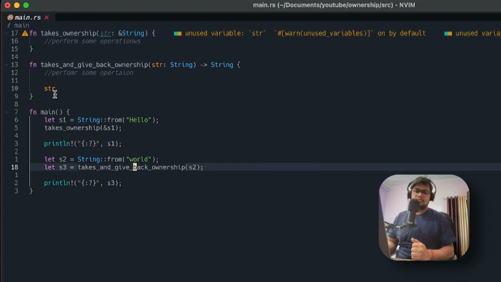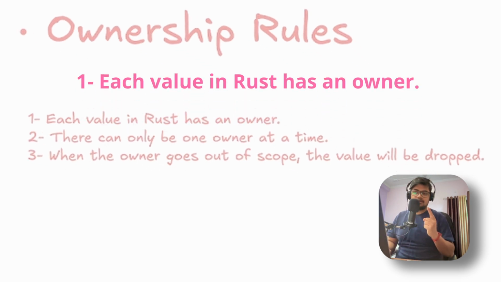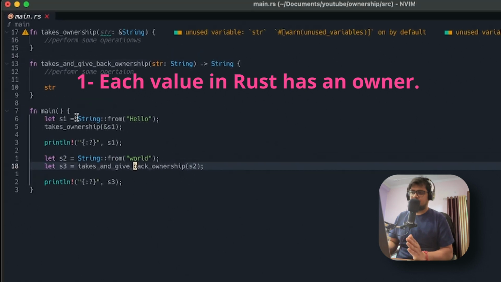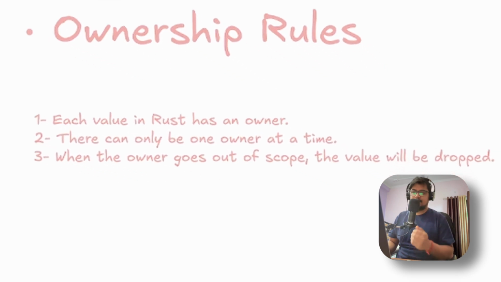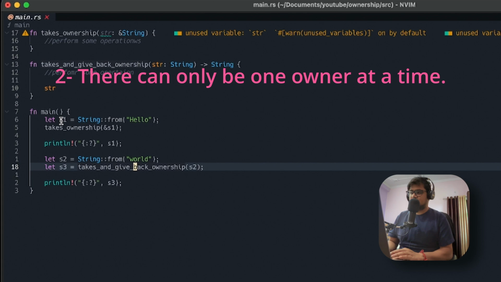Now let's head back to the three ownership rules that we defined earlier. The first rule is each value in Rust has an owner. As you can see over here, whatever we define in Rust will have an owner. Currently s1 is the owner of this string hello, and s2 is the owner of this string world. So everything in Rust has an owner. The second point is there can be only one owner at a time. Currently s1 is the owner.